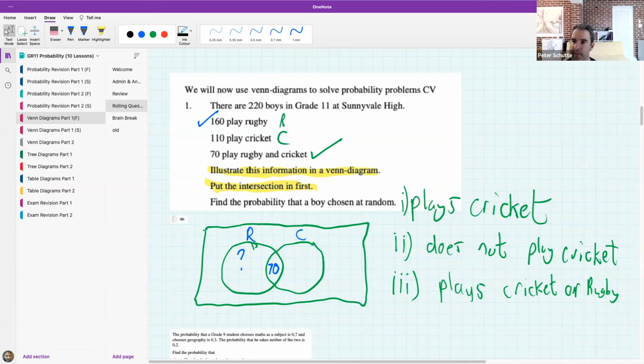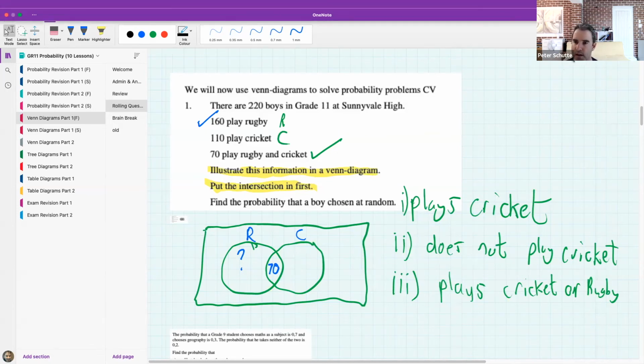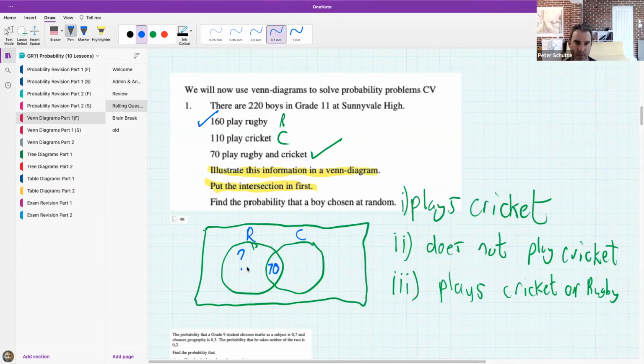Okay, Emile. Sir, isn't it going to be 160 minus the 70? Yep, exactly that. And why do you know why you do that? So 160 minus the 70 would give you 90. Yes, because the 70 states that both people play rugby and cricket. So if you minus the 70 from the 160, you get how many people will be in the rugby side only. Perfect, absolutely perfect. So basically you have to add up to 160 in total. So that's why you took it away. Thank you so much.